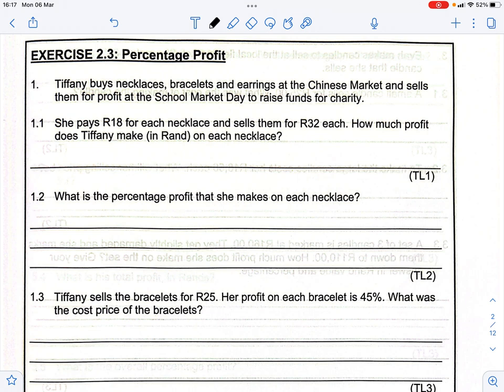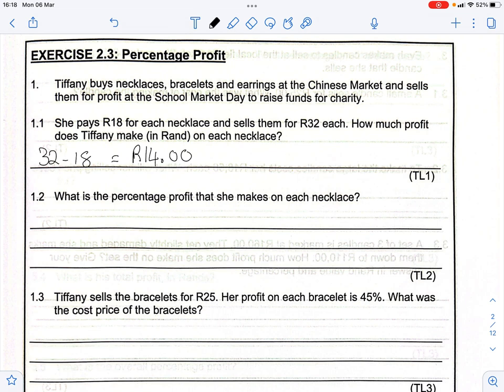They tell you Tiffany buys necklaces, bracelets, and earrings at the Chinese market and sells them for a profit at the school market day. She pays 18 Rand for each necklace and sells it for 32. How much profit is she making? Well, if you take 32 minus 18, we are left with, and I hope all of you use a calculator for this, per necklace, she is making 14 Rand profit.